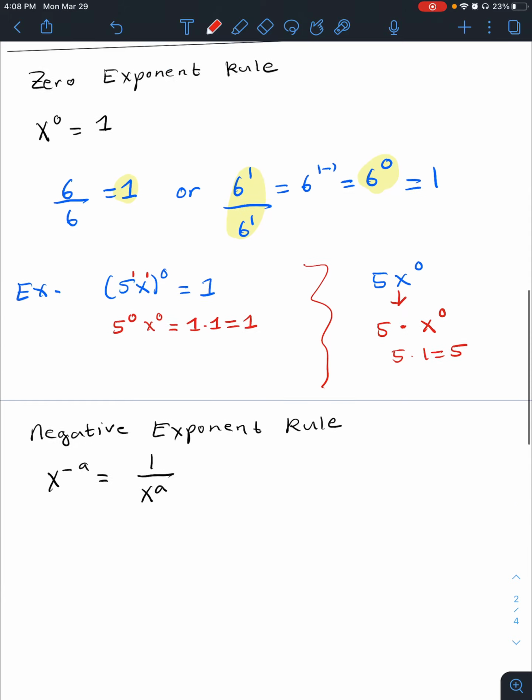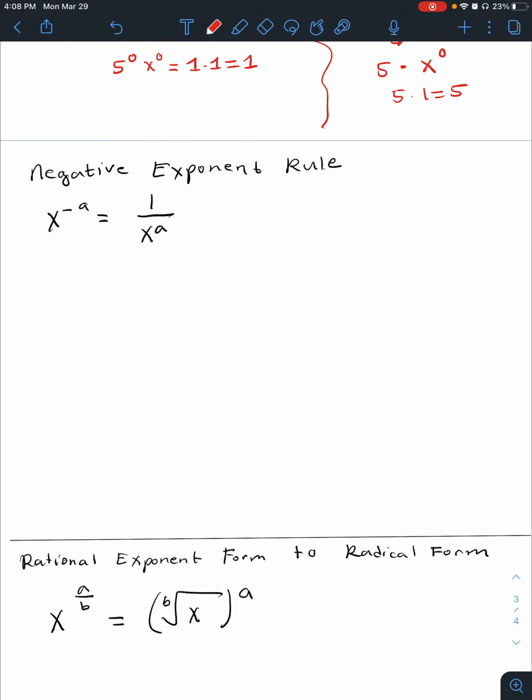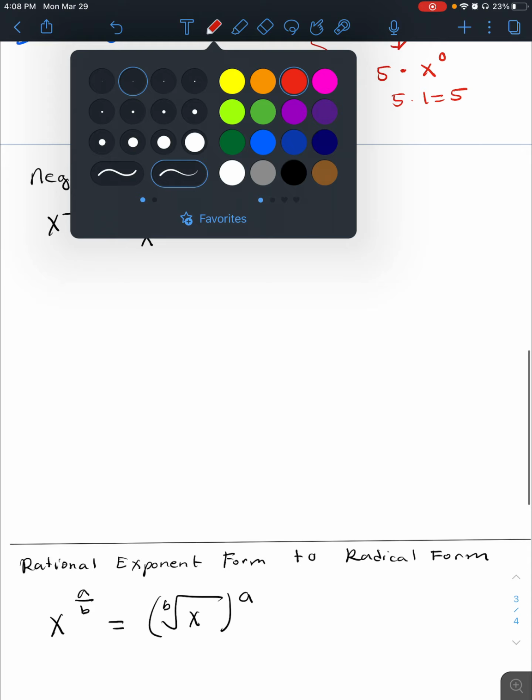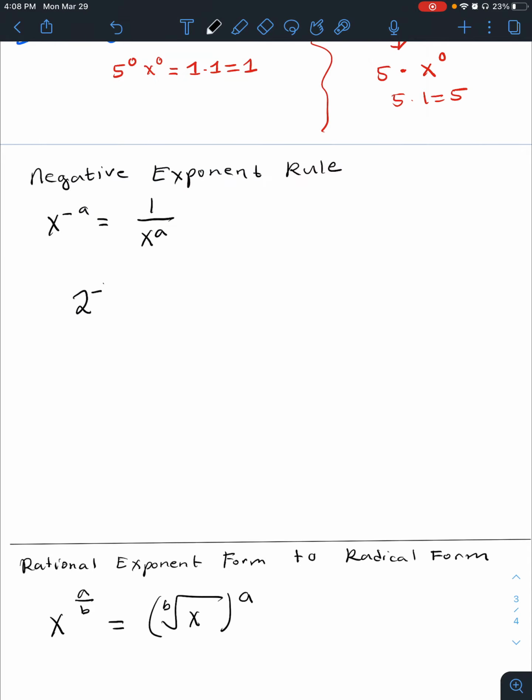So next, we have the negative exponent rule. The negative exponent rule states that if we have 2 to the power of negative 3, this negative 3 is telling me to do the reciprocal of this. So if I have this over 1, because I can always write the 1, I'm going to flip it and change that negative exponent to a positive exponent, and I get 1/8.